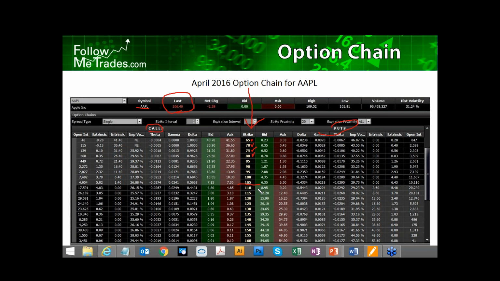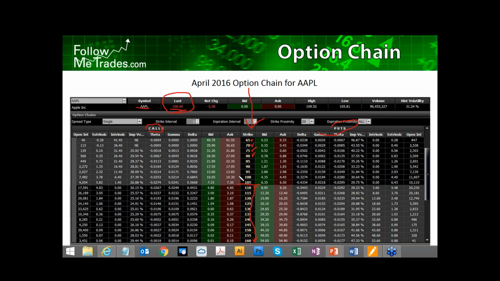This will make your head spin just a little bit, so let's make sure I get it right. Apple closed at 106. A put option contract at 110 is in the money. All of these from here down are in the money. That means the price of the stock is less than the strike price for put contracts, because if it's 106, I can sell it for 110. That's already a profit. These are in the money.